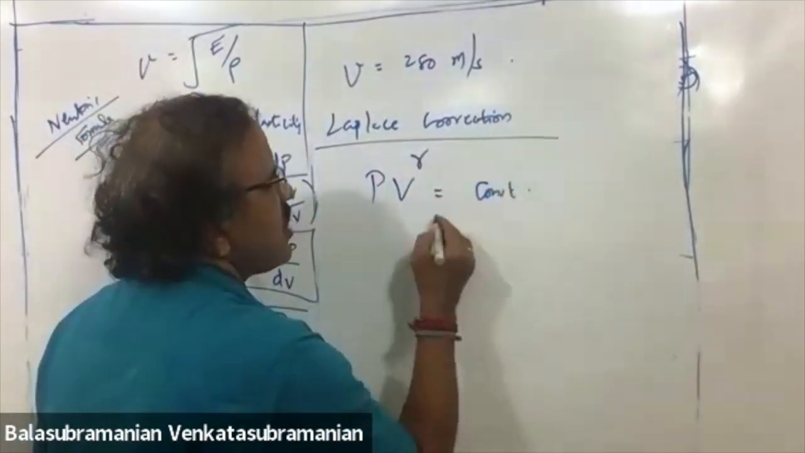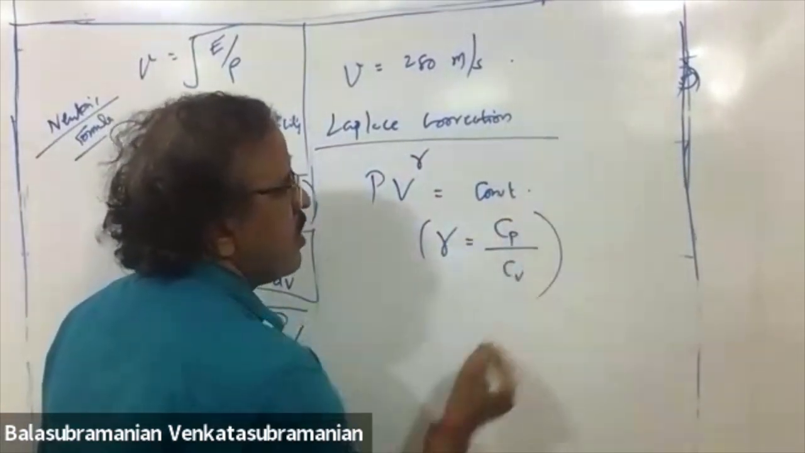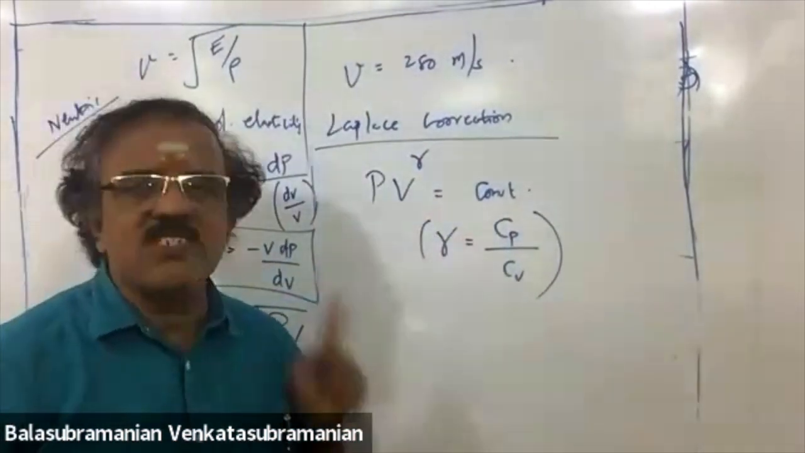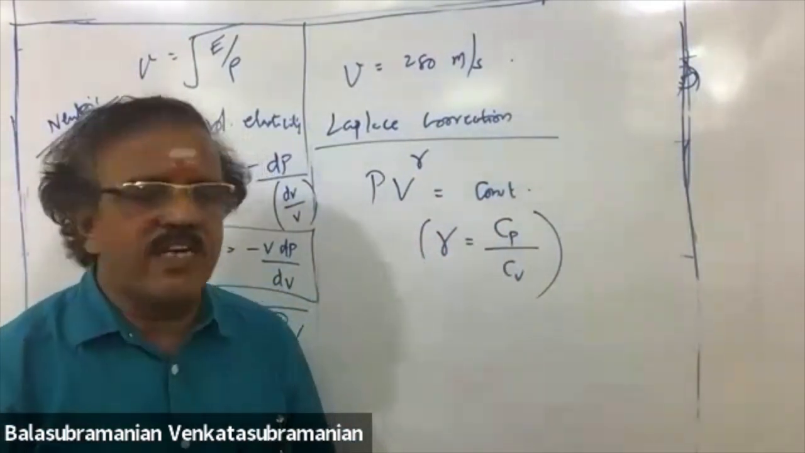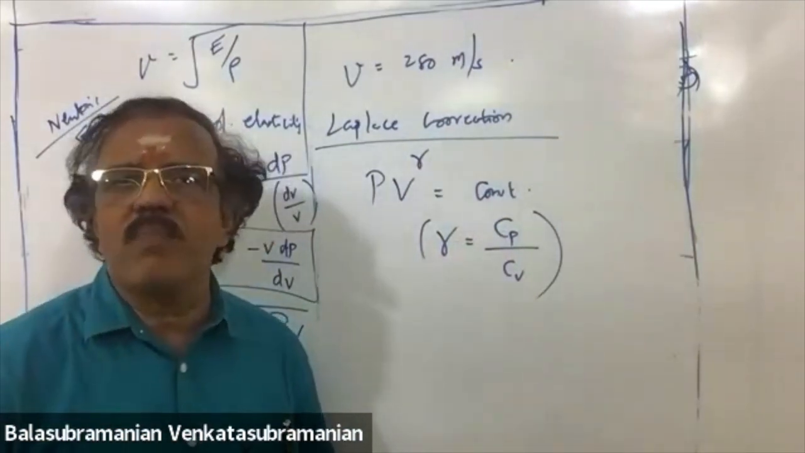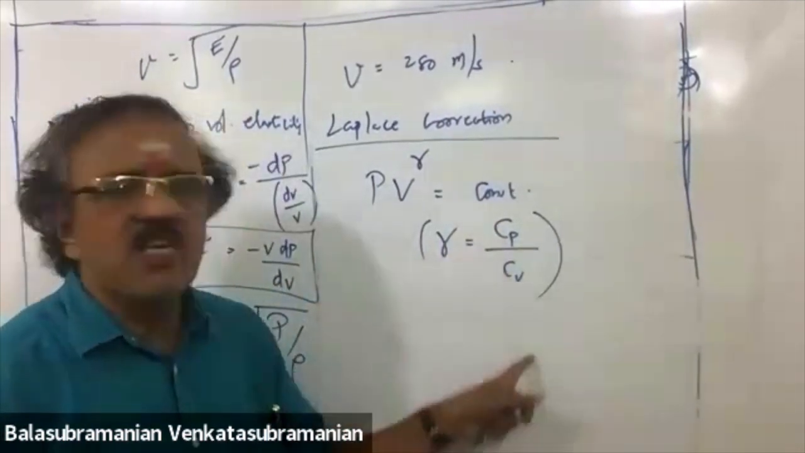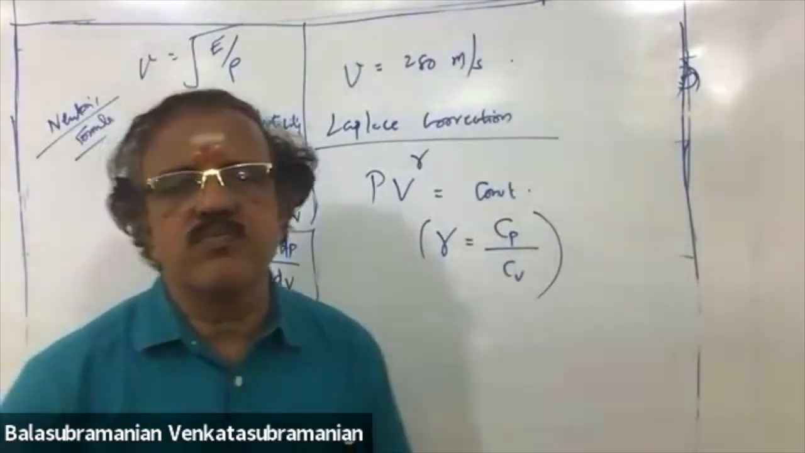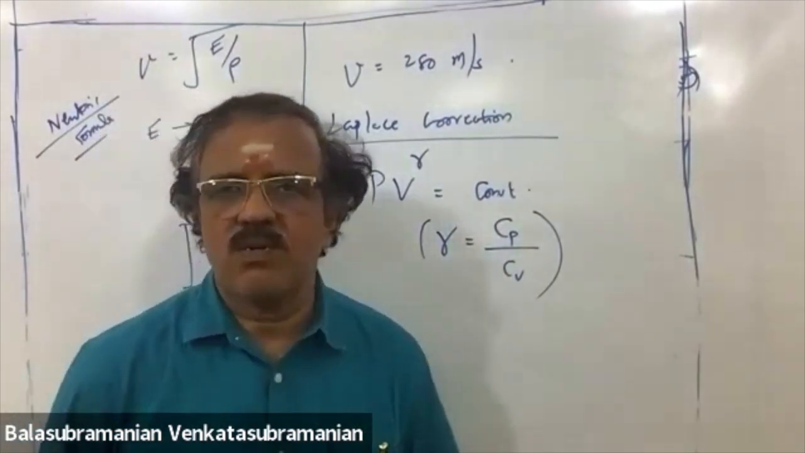PV power gamma is equal to constant. Gamma is a constant, the ratio of specific heat capacities of gases. Gamma is Cp by Cv. You know very well by Mayer's relation, Cp minus Cv is equal to R, so Cp by Cv is greater than 1. Correctly speaking, you are getting around 1.42. It is a constant. That's all.